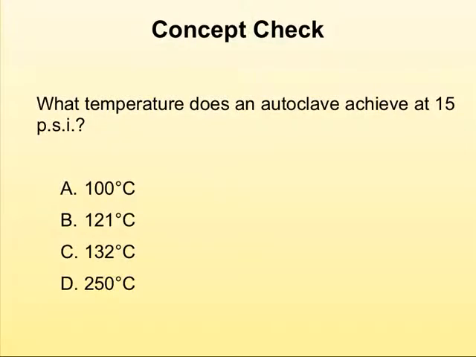What temperatures does an autoclave achieve at 15 pounds per square inch, or 1 atmosphere above sea level? Now remember, sea level is 1 atmosphere, so really the total PSI is 30 PSI. But because we're already at 15 PSI, then you crank up the autoclave another 15 PSI, the total PSI would be 30. And we just covered this, so it's a pretty quick one. 121 degrees C when we set the autoclave to 15 PSI.